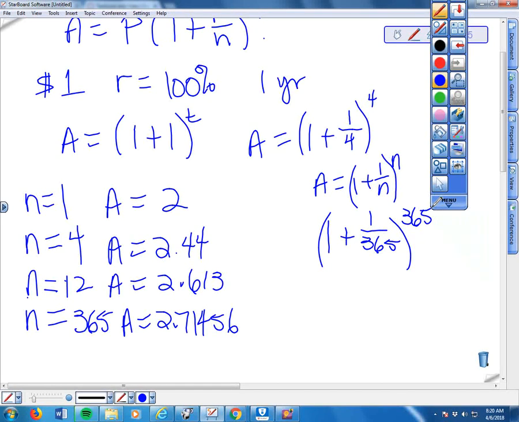How would I change this if I wanted to do it hourly? Compounded hourly. What would I have to do to 365? Multiply it by 24, because there's 24 hours in every day, right? So to do that, 1 plus 1 over 365 times 24, that's a times, raised to the 365 times 24. Someone do that one for me.